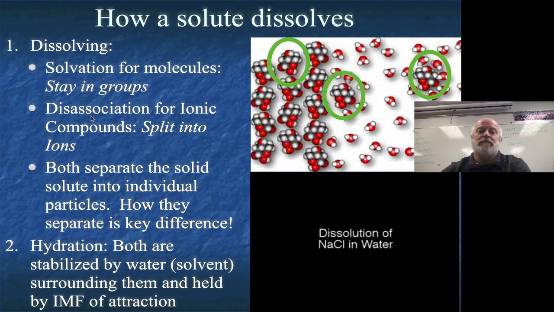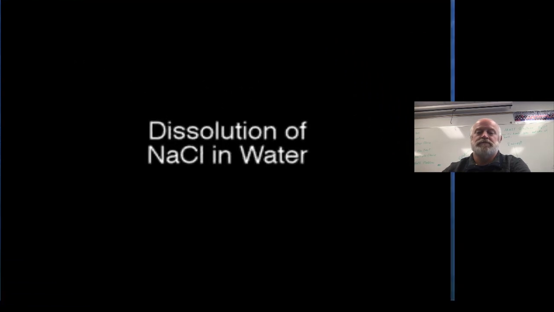Notice for molecules that the groupings stay together. Now, for ionic compounds, that's different. For ionic compounds, when they dissolve, they don't stay in their groups. They don't stay as NaCl. They split into separate ions, okay? So you have your Na+ and then your Cl-. This little video is going to show us that in a little bit more detail.